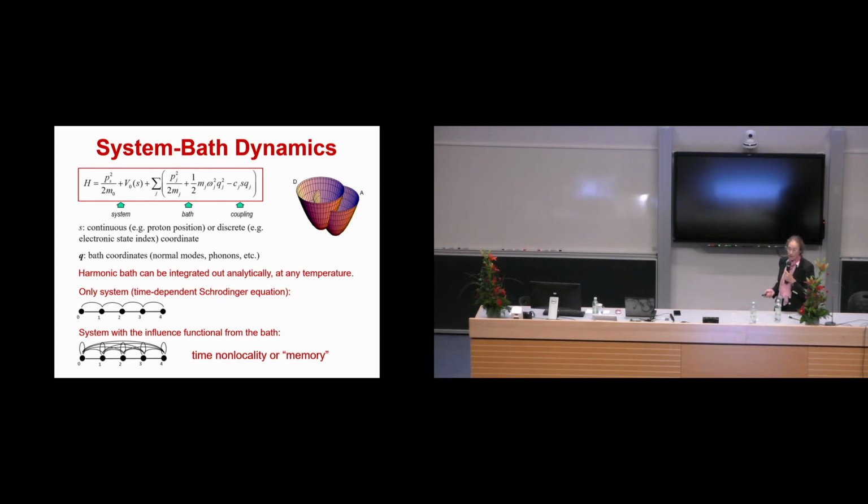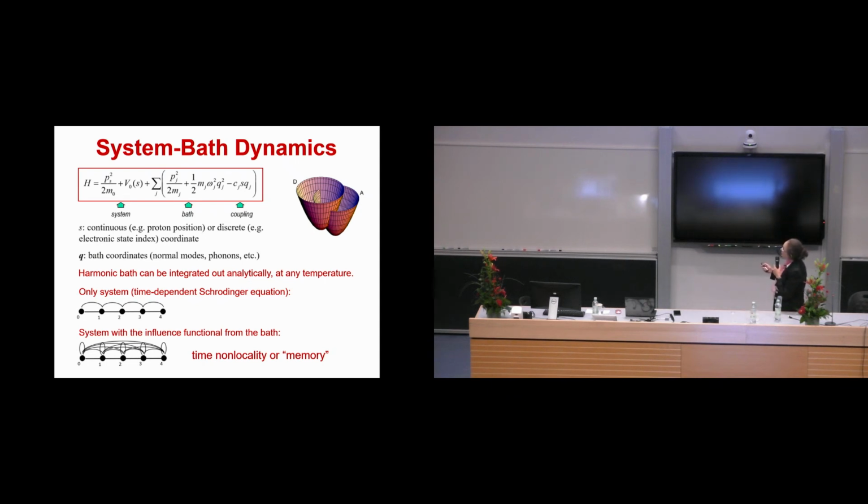One of the very nice advantages of a path integral is that we can integrate out harmonic degrees of freedom exactly, analytically, at any temperature. When we do this, we get what Feynman called the influence functional, which contains the effects of the environment on the system. If we only had the dynamics of the system, we would get a path integral where the structure of the variables looks like this.